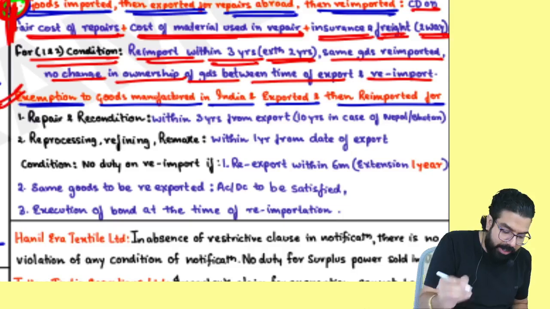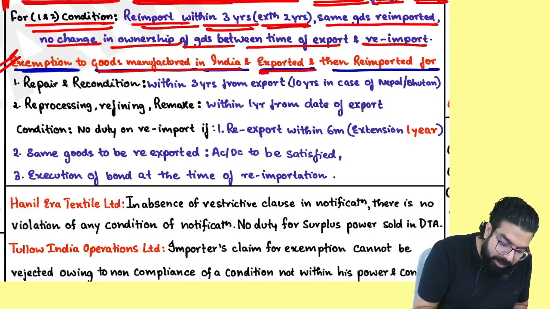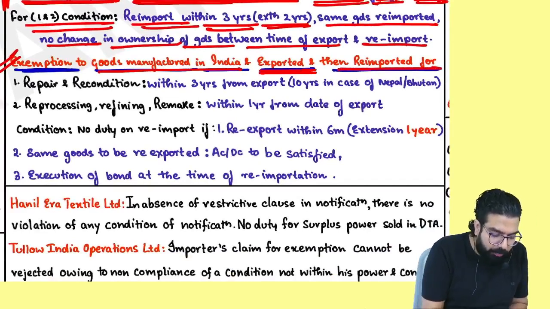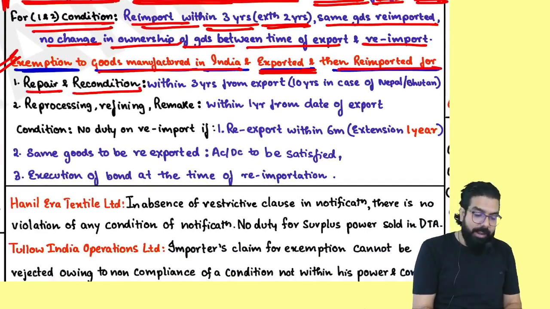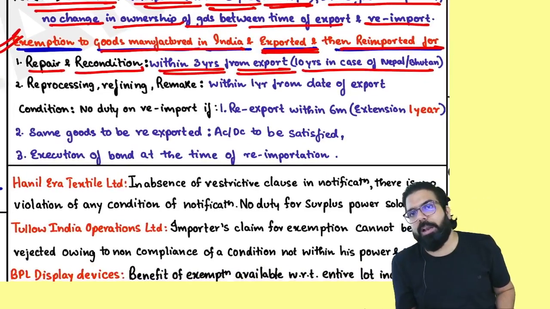But concession. Everyone here. Supposing goods manufactured in India are first exported and then re-imported for repairs and reconditioning. It should come back within 3 years from the date of export, 10 years in case of Nepal and Bhutan.